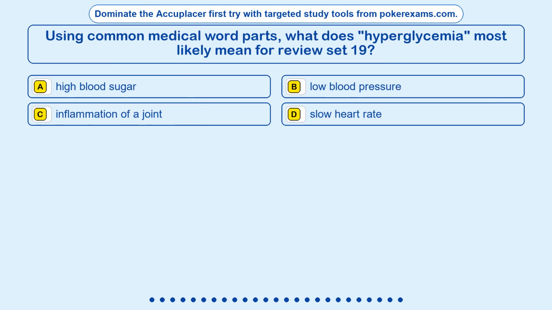Question 23. Using common medical word parts, what does hyperglycemia most likely mean for review set 19? Option A, high blood sugar. Option B, low blood pressure. Option C, inflammation of a joint. Option D, slow heart rate.